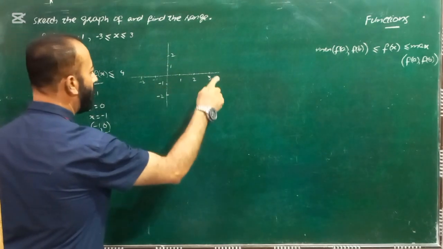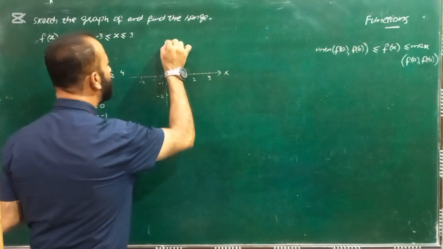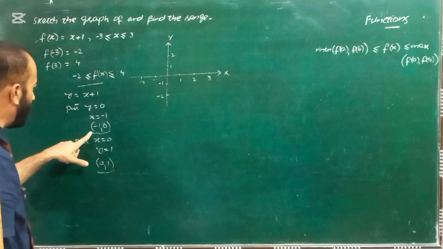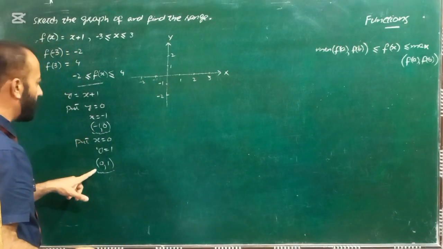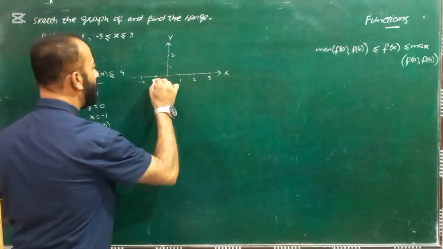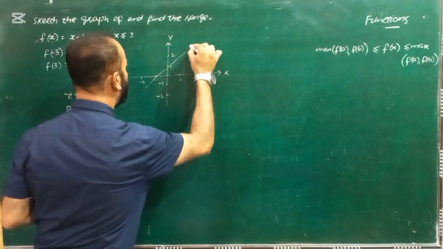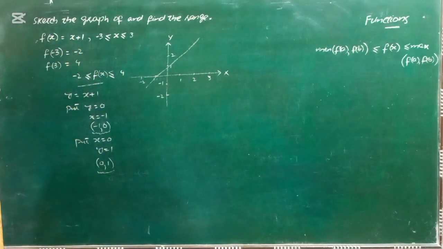So here we have drawn the axes. This is the x-axis and this is the y-axis. The point on the x-axis is minus 1, 0, so this is the point. And on the y-axis is 0, 1, so here is the point. With the help of a scale, you will join these 2 points. So this is the sketch of the graph.